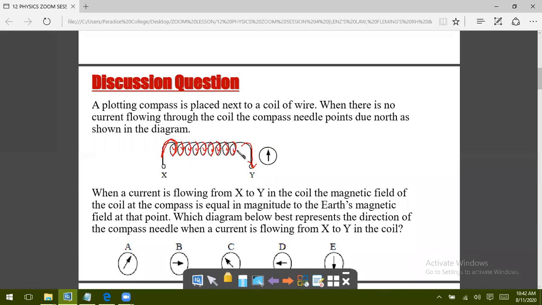Use your right hand grip rule and you will notice that X is the south pole. So this is the south end. If that's the south end, that means that this is the north pole, right? Yes. Are you sure about that?